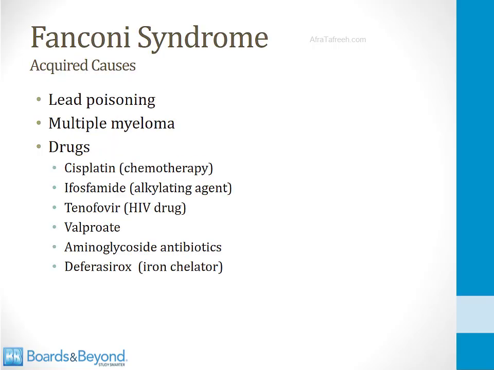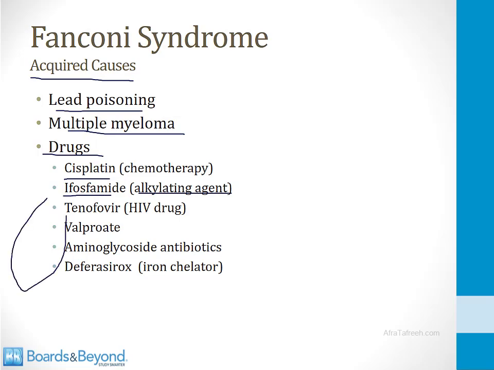Getting back to Fanconi syndrome, let's talk about the acquired causes. So lead poisoning is a classic acquired cause of Fanconi syndrome. Lead can poison proximal tubule cells. Multiple myeloma is also a classic cause of an acquired Fanconi syndrome. In the hematology section, I talk about multiple myeloma, but it often damages the kidneys and it can cause proximal tubule damage, which leads to the Fanconi syndrome. And then finally, there is a long list of drugs that are occasionally associated with Fanconi syndrome. I've listed all of them here. One of the classic drugs is cisplatin, which is used for chemotherapy. Another one is ifosfamide, which is an alkylating agent for chemotherapy. Fanconi syndrome has also been reported associated with these other drugs on the screen here.